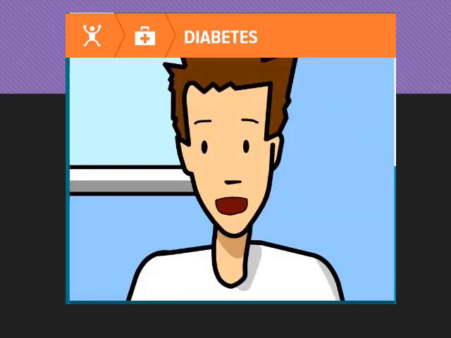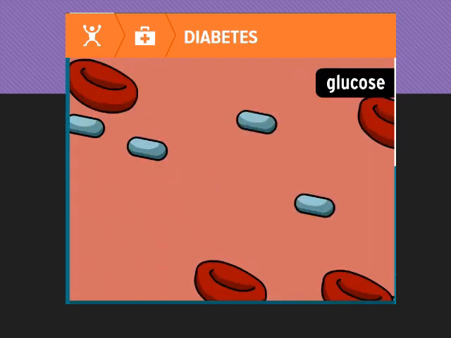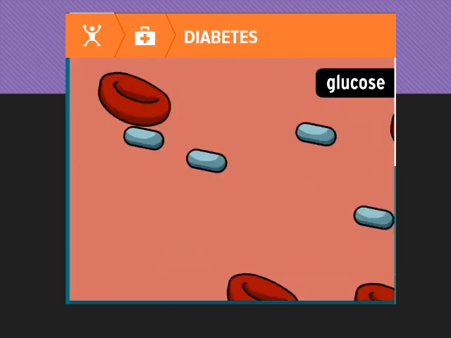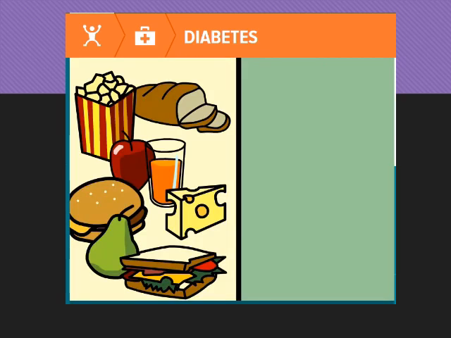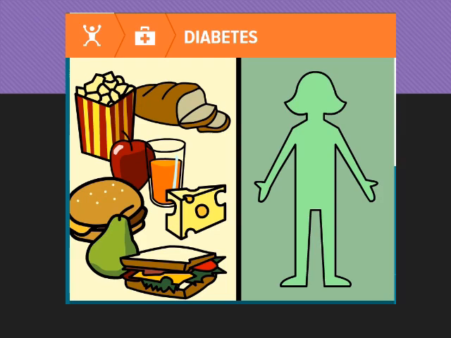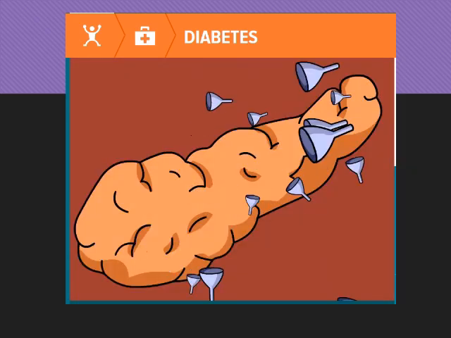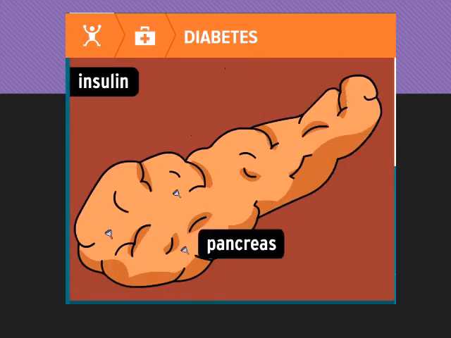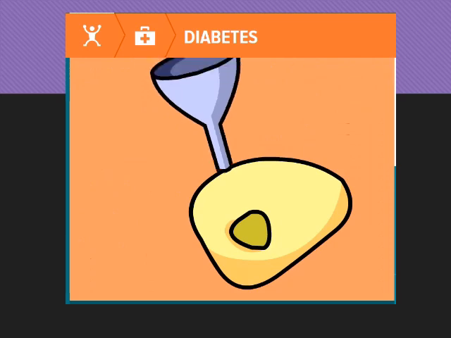You don't get diabetes from eating too many sweets, but diabetes is related to sugar. Everybody has a sugar called glucose in their blood. We get this glucose from the food we eat, and our bodies use it as fuel. A hormone called insulin, produced in your pancreas, controls how much of this glucose your body's cells can absorb. This way, you have enough glucose to keep you going.